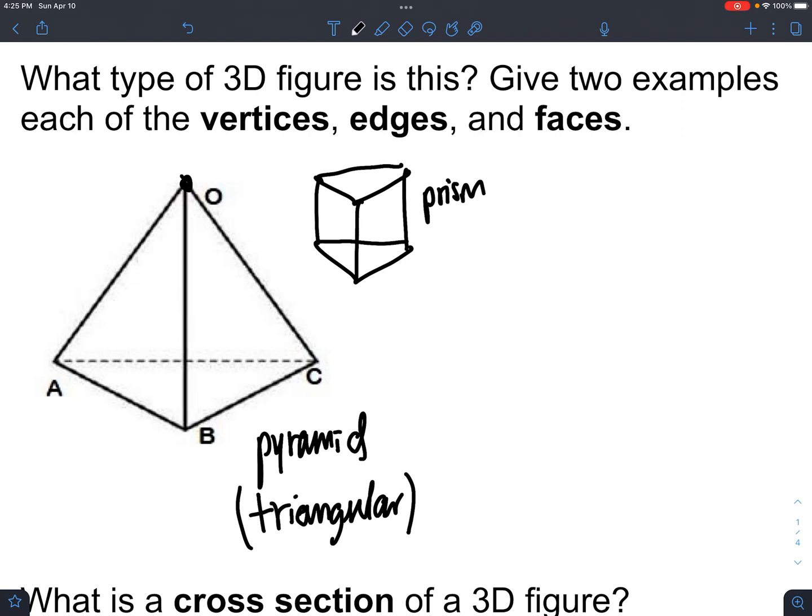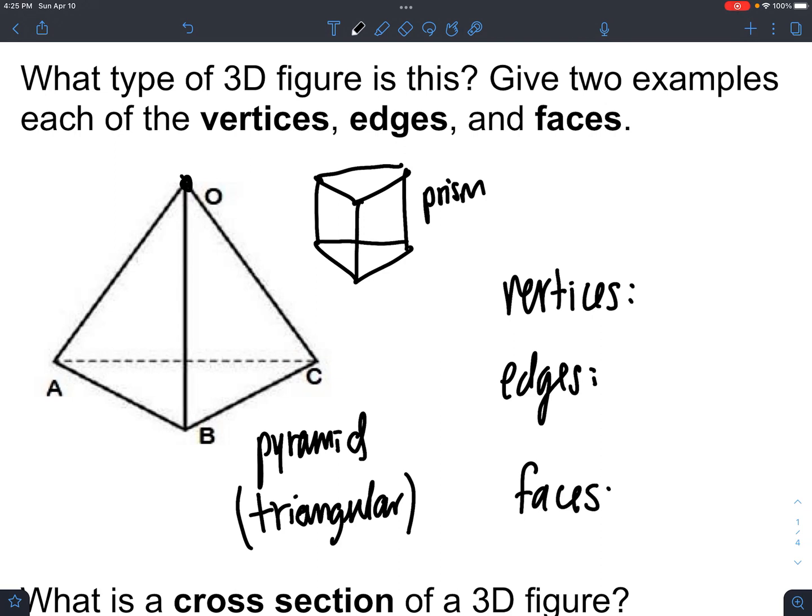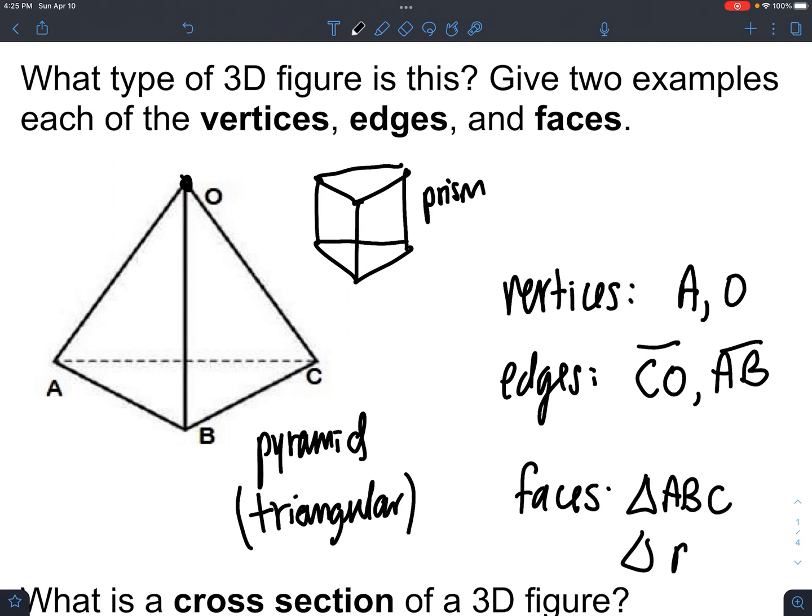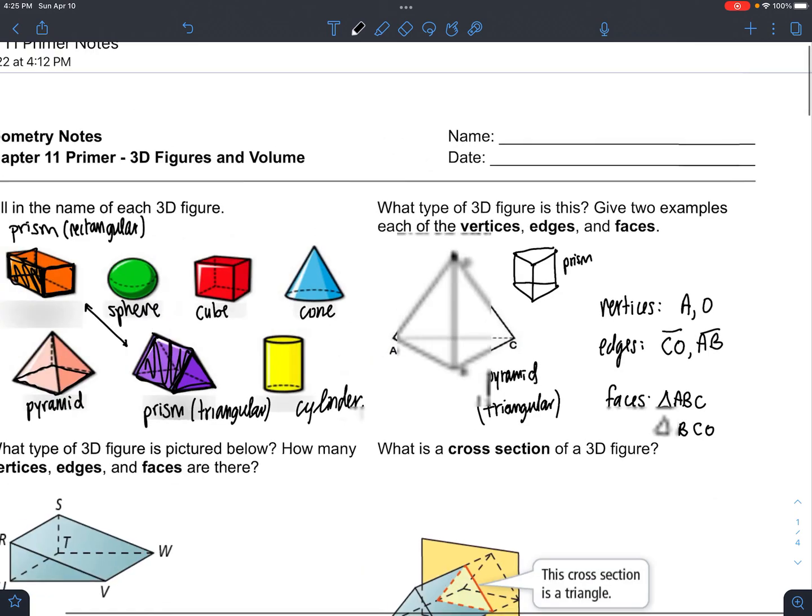Some of these have vertices, edges, and faces. There are 4 vertices. Some of them are like A and O. There are some edges too. Any edge that you see, CO, AB, those are both edges. They're line segments. And the faces of this triangular pyramid actually are all triangles. Not necessarily the same triangle, but we have triangle ABC and maybe triangle BCO is that front right face.